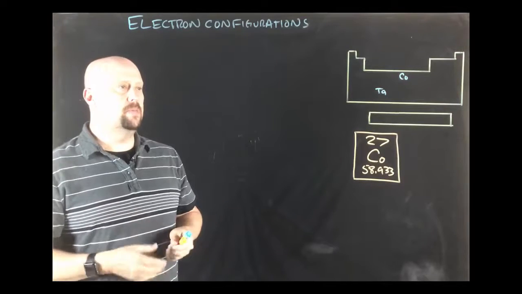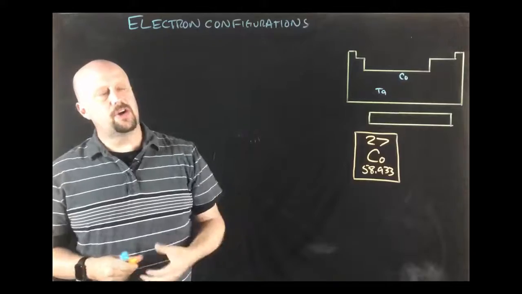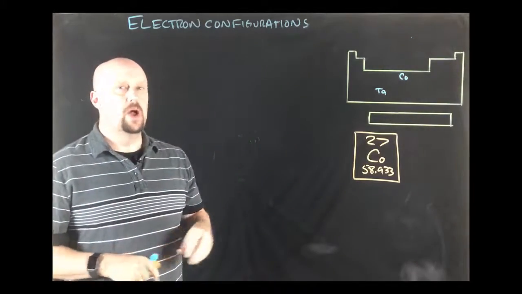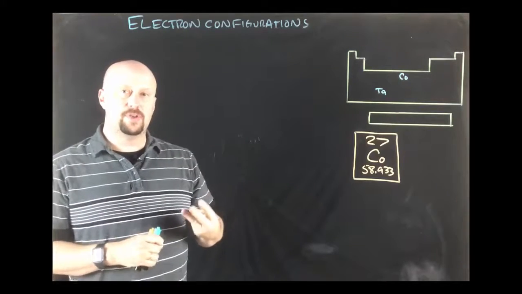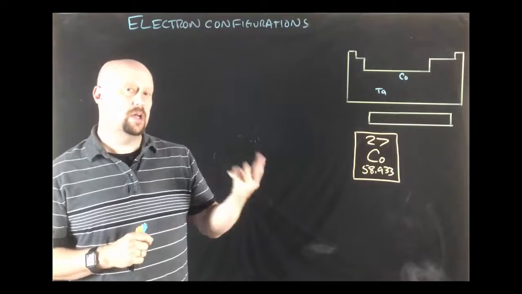All right, kiddos, welcome back to our example video for electron configurations. We're going to start off by doing something a little bit more complicated than the one we did before, and that's going to be Cobalt. Remember, you've got your three rules from last time. You've got your Aufbau principle, your Pauli exclusion principle, and Hund's rule.